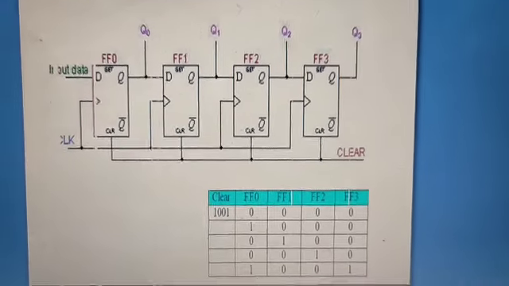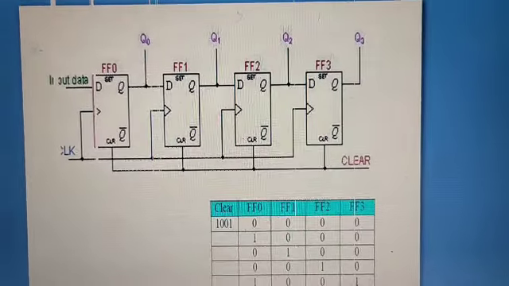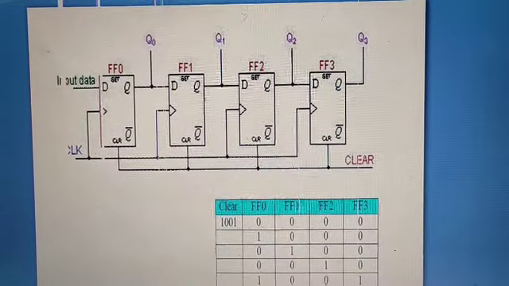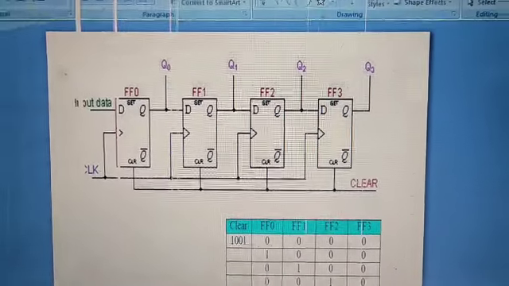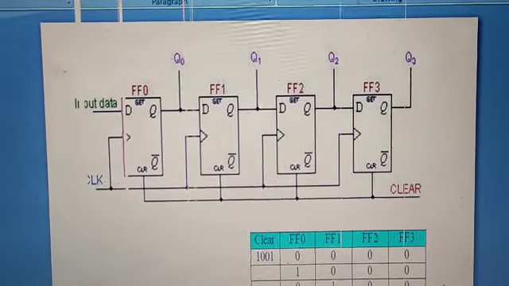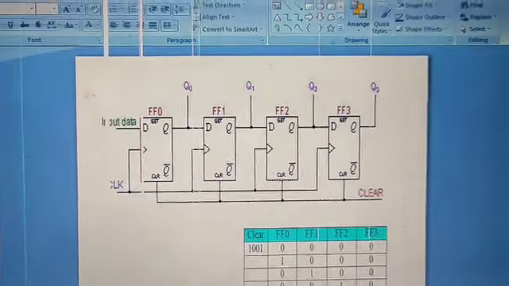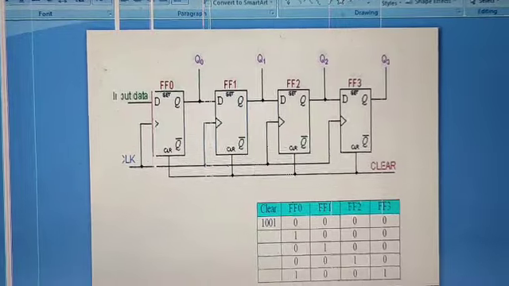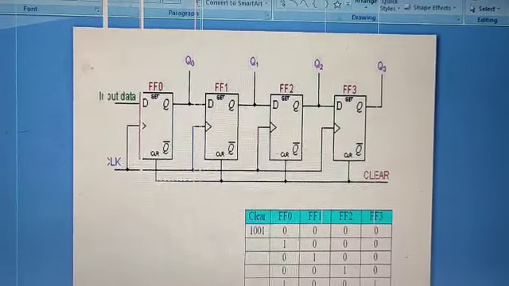Here parallel pins are available. Therefore from each of the output of the 4 flip flops you are going to take the output Q0, Q1, Q2 and Q3. So this is the working of serial in, parallel out shift register.